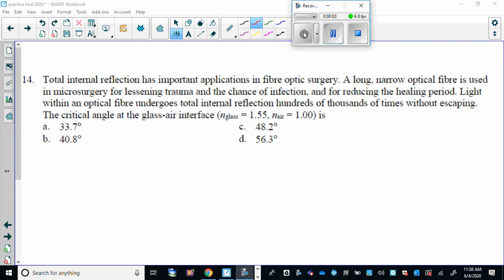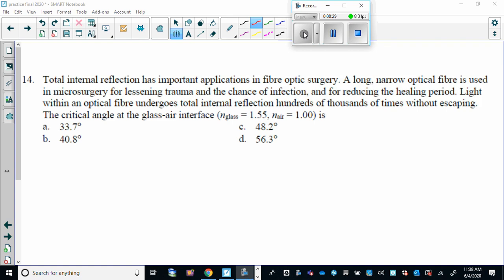Question 14, total internal reflection has an important application in fiber optic surgery. A long, narrow optical fiber is used in microsurgery for lessening trauma and the chance of infection and for reducing the healing period. Light within an optical fiber undergoes total internal reflection hundreds of thousands of times without escaping. So that's all really cool.